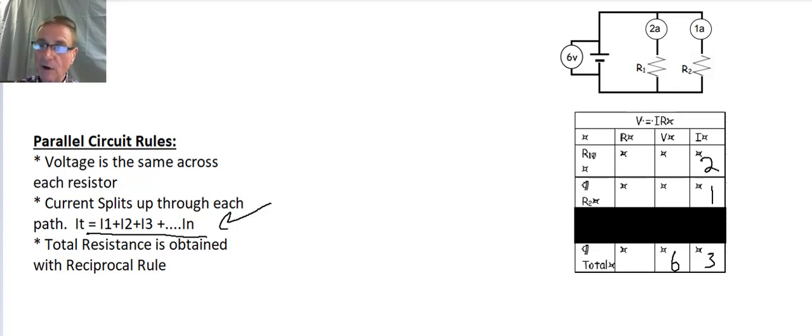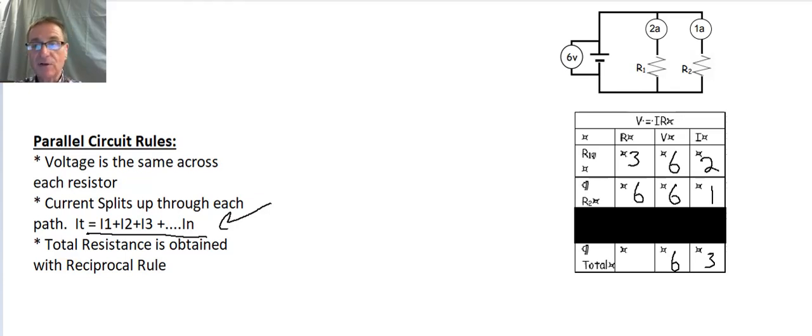Well, we also know that the voltage does not change in a parallel circuit. So if my total voltage is 6, my voltage across each resistor is 6. So it's getting a little bit easier now. I want to know the resistance of R1. It's going to be the voltage divided by the current, Ohm's law again. 6 divided by 2 is going to be 3 ohms there. For R2, it's going to be 6 divided by 1, so 6 ohms there.